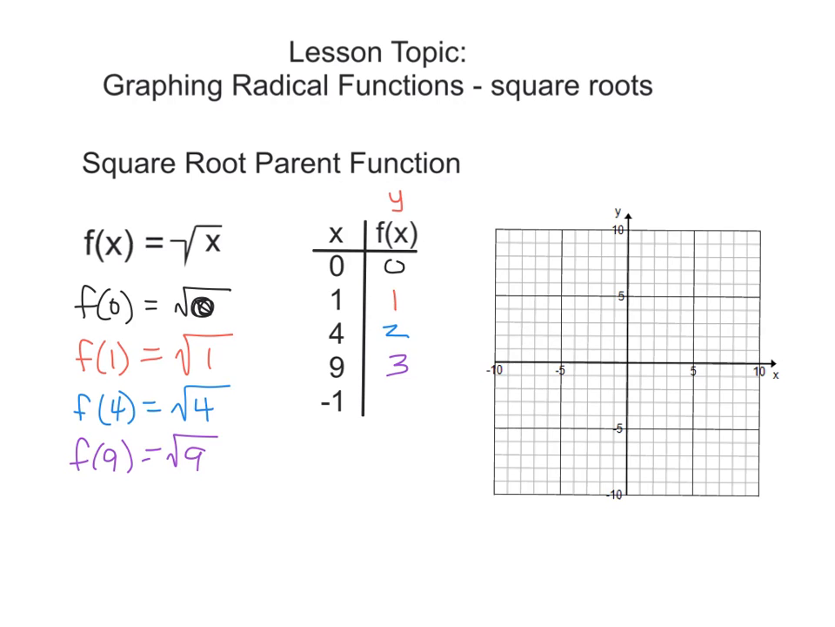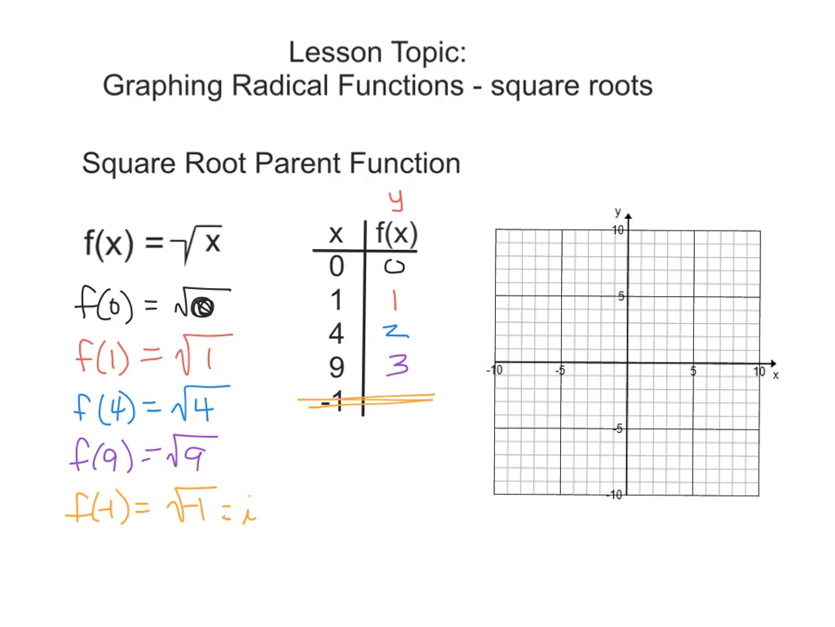And then the last one we're going to throw out there is f of negative 1. f of negative 1 is the square root of negative 1, and the square root of negative 1 is, well, i, right? So we can't graph i, we can't graph an imaginary number, so we're actually not going to use that one. And that's going to tell us a little something about our graph later.